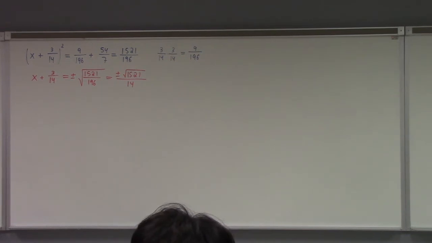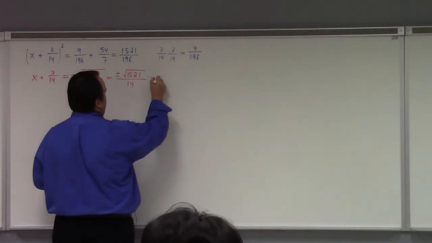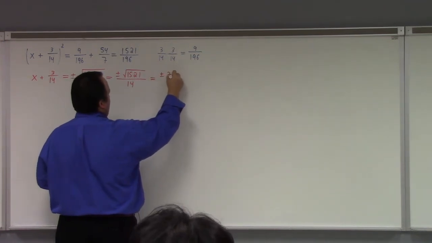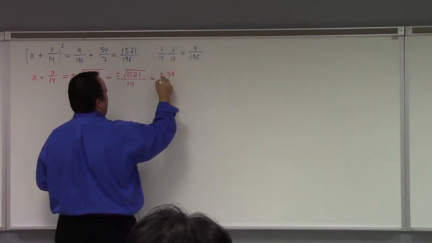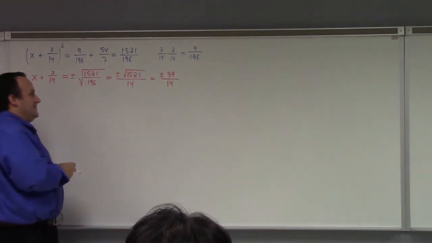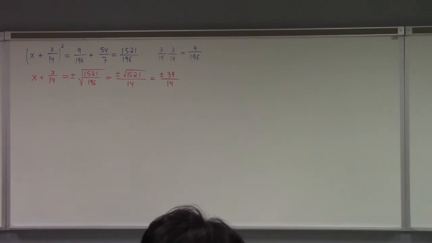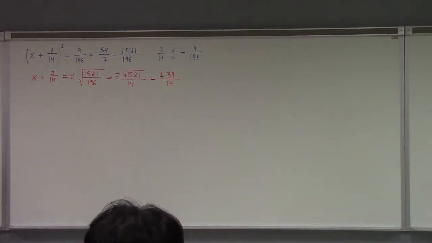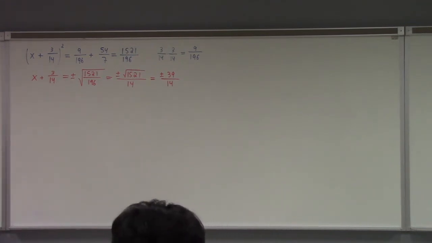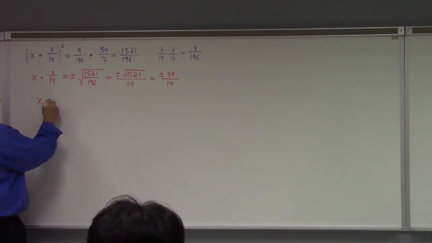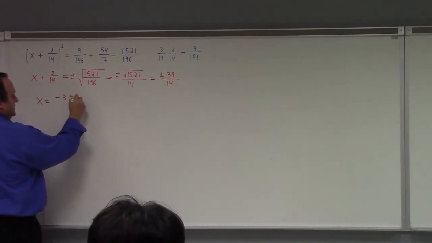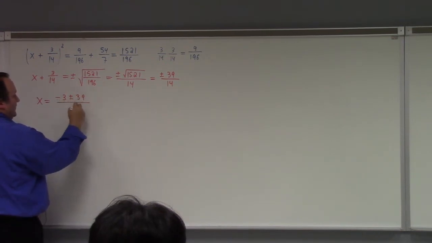Yeah, okay. Now, is the square root of 1521 something? The square root of 1521 is actually 39. So if somebody asks you this week, is 1521 an interesting number, you can say, it's the square of 39, and they'll be impressed. Not something I know off the top of my head, but there it is. Square root of 1521 is 39. And so what we have is x is equal to minus 3 plus or minus 39 over 14.